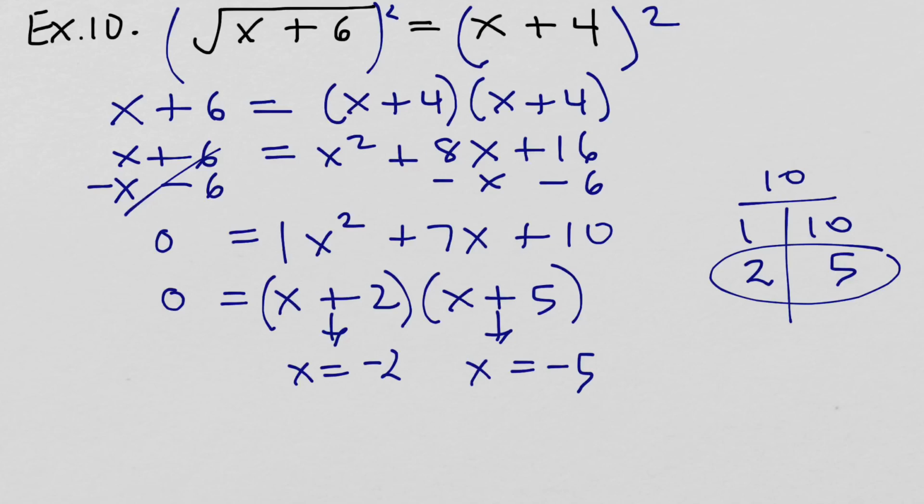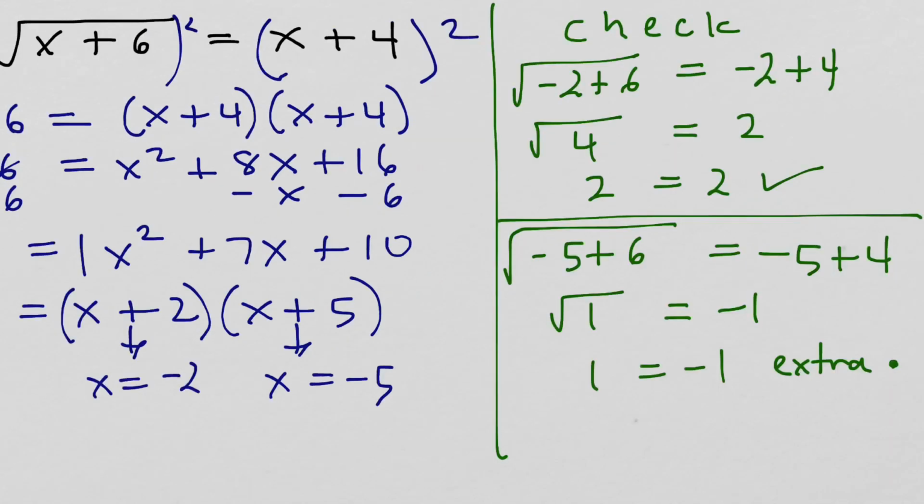So now I need to test these 2 solutions out. So I went ahead and I plugged x is equal to -2 into my original equation where I have x, and I simplified it down, and I find that 2 is equal to 2, which is a true statement. So x is equal to -2 is a true solution. Then I take x is equal to -5, and I substitute that into my original equation, and I simplify, and I get a false statement. 1 is equal to -1. So I conclude that x is equal to -5 is an extraneous solution. So I have one solution to this equation.